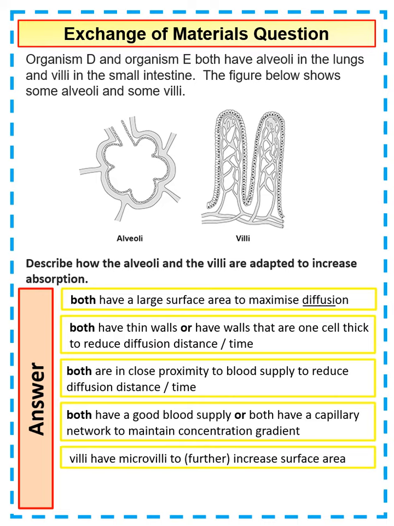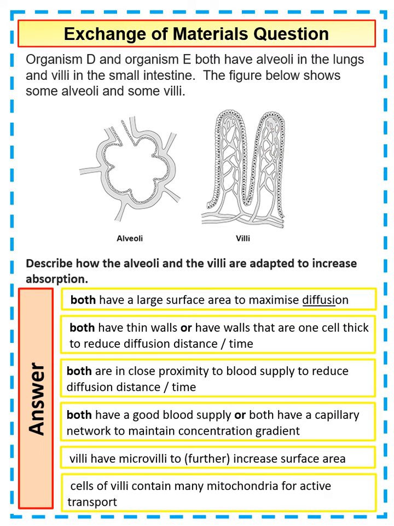If we're specifically talking about villi, remember that the cells on the surface have microvilli on to further increase the surface area. And the cells of the villi also contain mitochondria. Remember, mitochondria are carrying out respiration, because villi can then use active transport to increase the rate at which they can transport things out of that digested material. So that's a few key things to think about when answering this type of question.